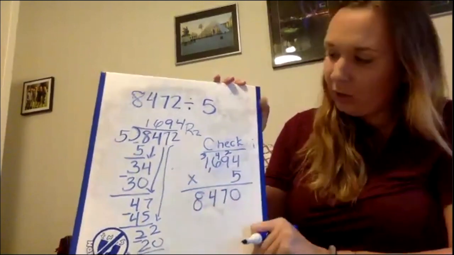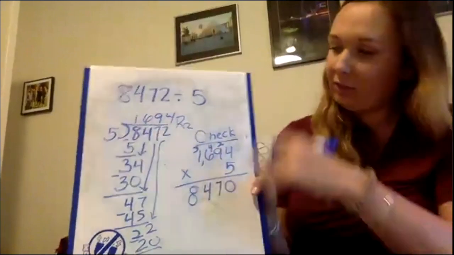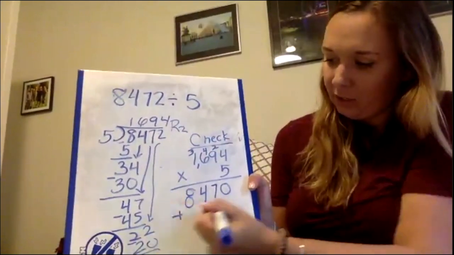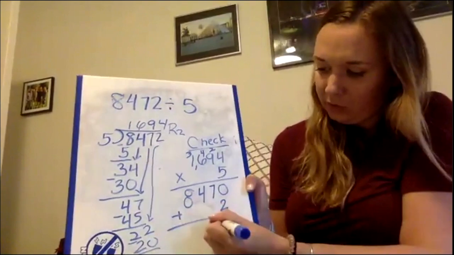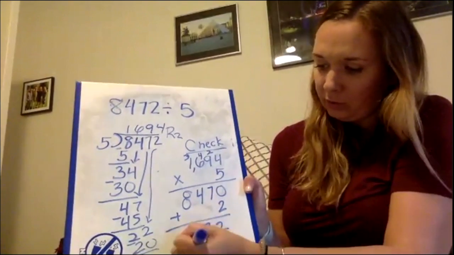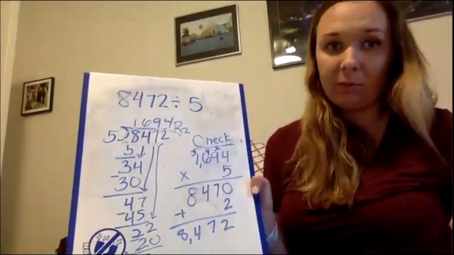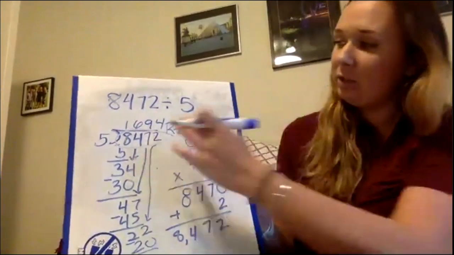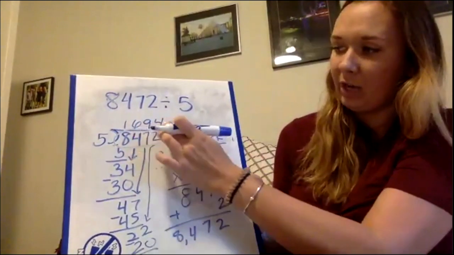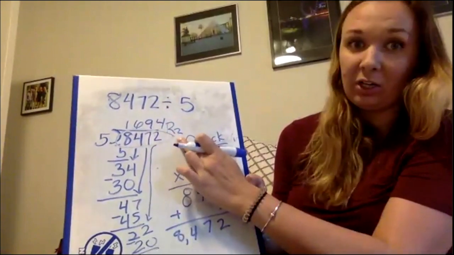If you look, though, we didn't get our starting number, and that's because we forgot to add in our remainder. So when we add in our remainder of 2, you see we get 8,472, which is the same thing as the number we started with. So the answer to this problem would be 1,694, remainder 2.